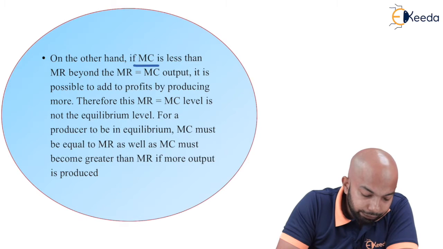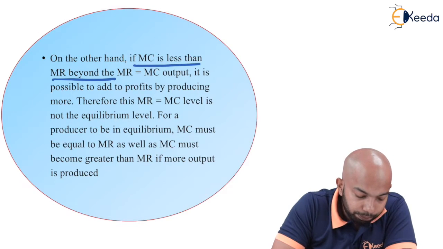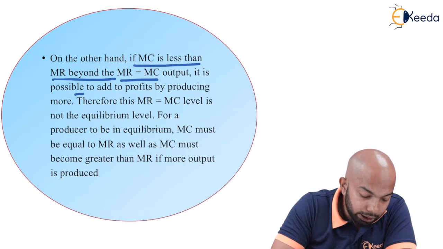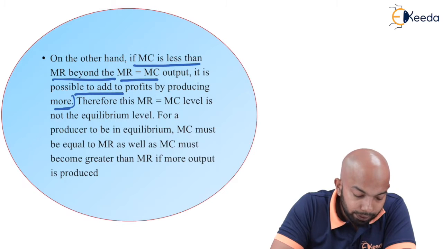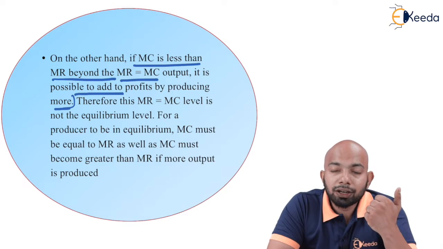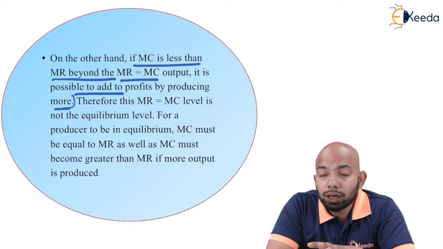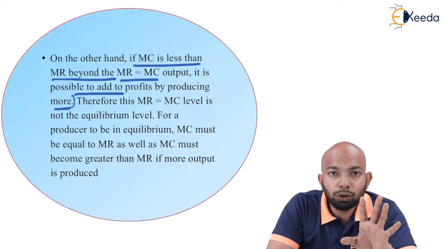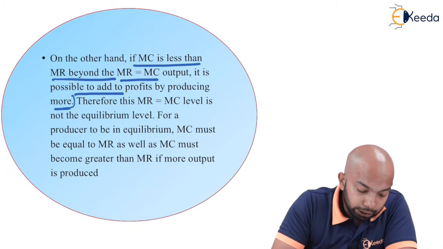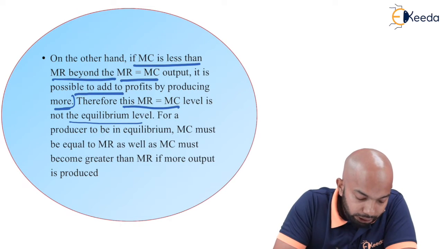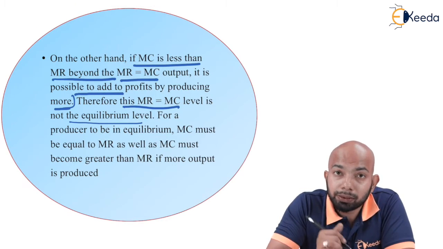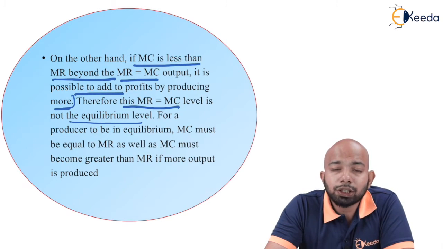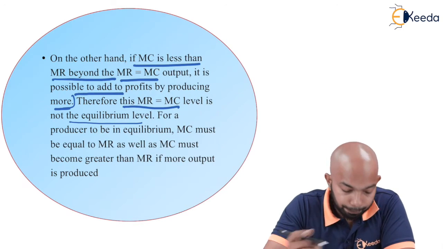Now, on the other hand, if MC is less than marginal revenue beyond the point where MR is equal to marginal cost, it is possible to add profits by producing more. If marginal cost is less than the marginal revenue curve, or rather it is rising slowly compared to marginal revenue, even beyond that level of output, you can absolutely keep on going by producing more and more units. Therefore, this MR equals MC level is not the equilibrium level. Hence, we cannot call it the equilibrium level, because even after that level, you can keep going on with the production. You will earn profits, but not at a faster rate.